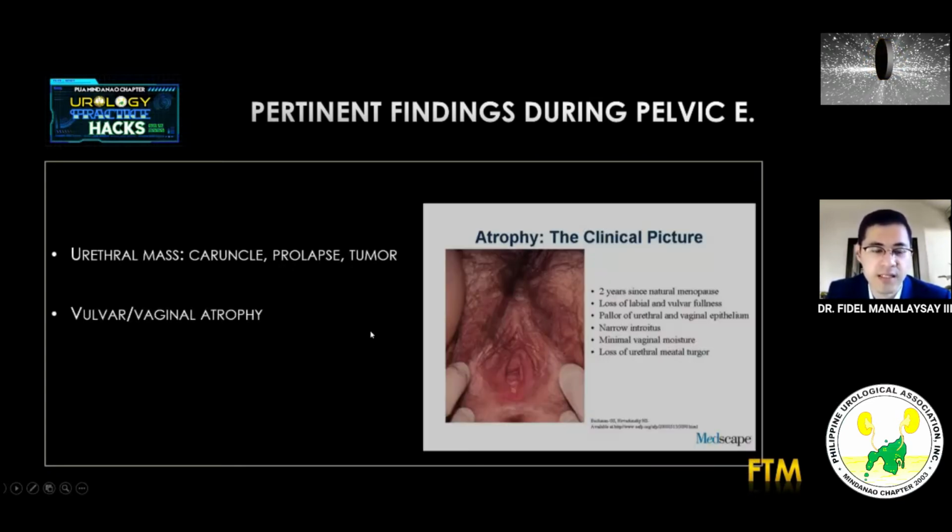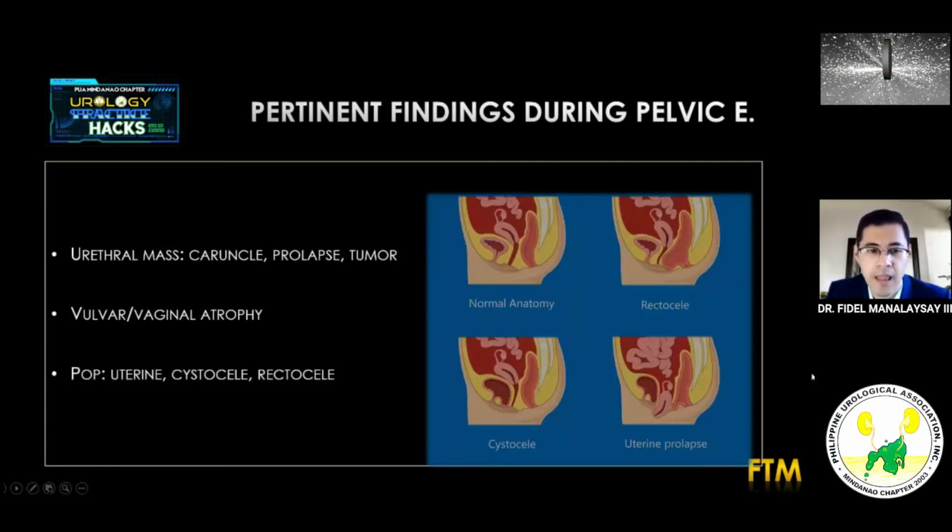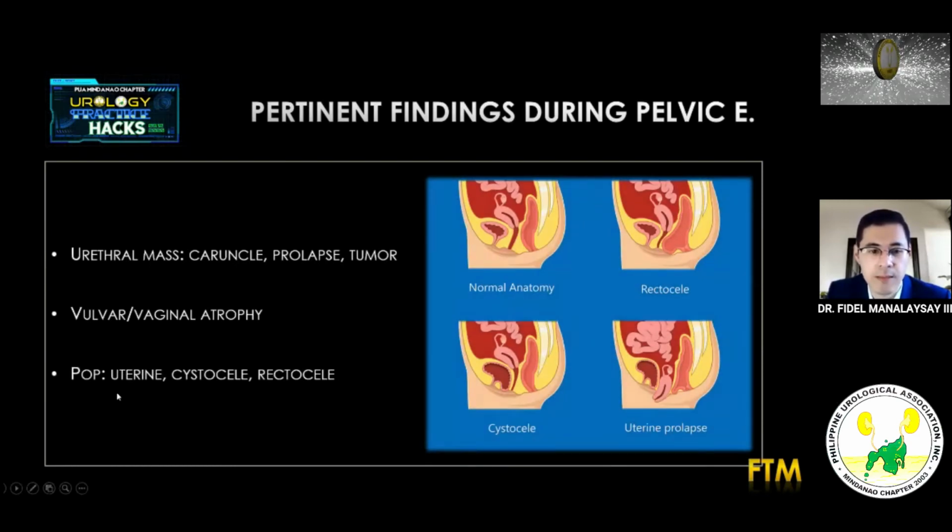Another pertinent finding is presence of vaginal or vulvar atrophy. So what do you see in a patient with atrophy? Some loss of labial vulvar fullness, there's pallor, the introitus is narrow, there's minimal vaginal moisture, and there's loss of urethral meatal turgor. Other findings will be pelvic organ prolapse. It can be either uterine prolapse, a cystocele when the bladder is prolapsing, or a rectocele when part of the small bowels, or large bowels, are prolapsing.